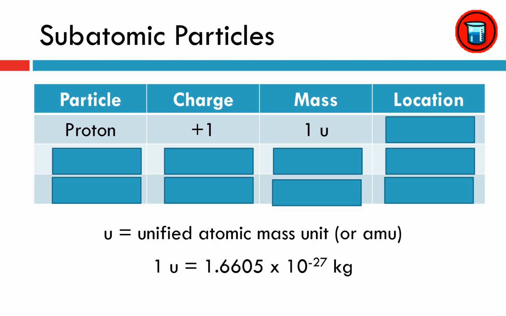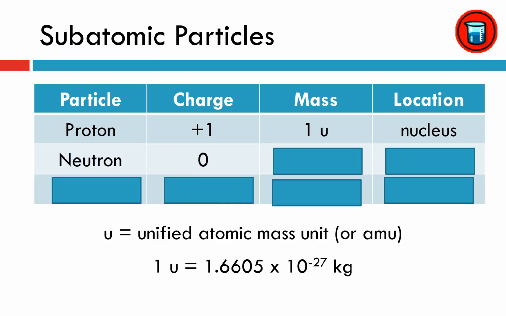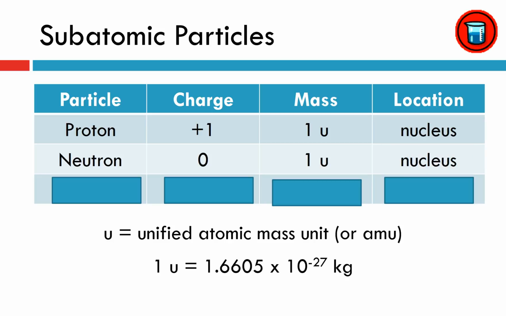Back to the proton, it is located in the nucleus. Moving on to the neutron. Neutrons are neutral. They have no charge. Like the proton, it has a mass of 1 U. In reality, it's slightly more than a proton, but for our purposes, we're going to treat them as though they have identical masses. And like the proton, it is located in the nucleus.